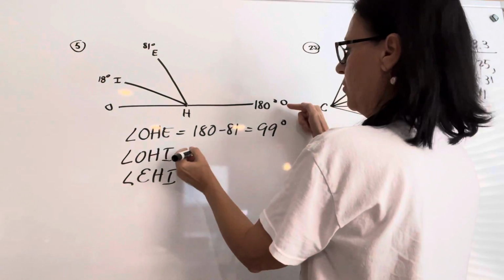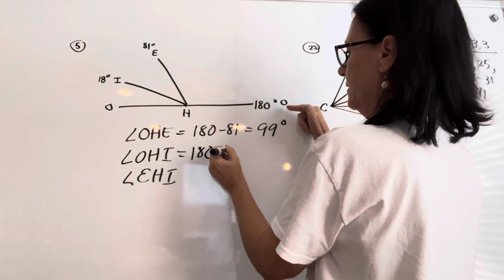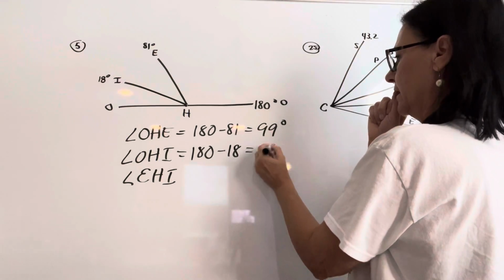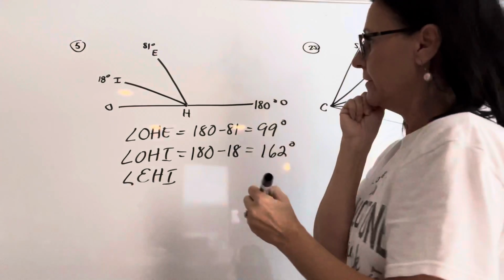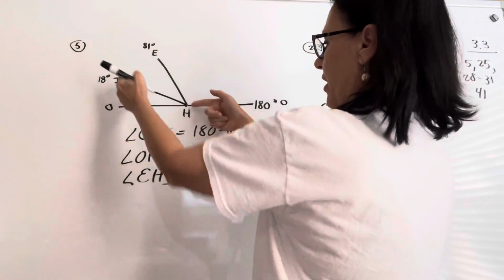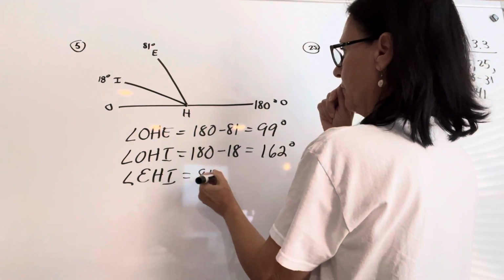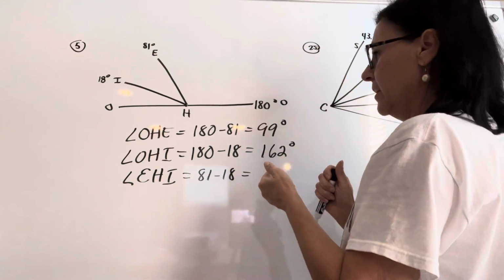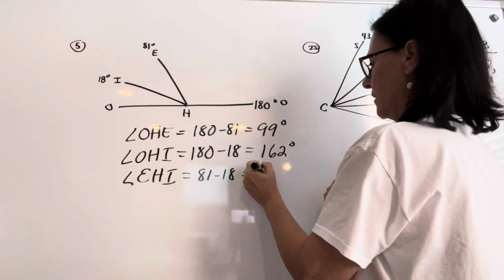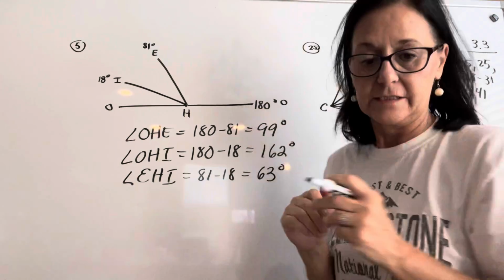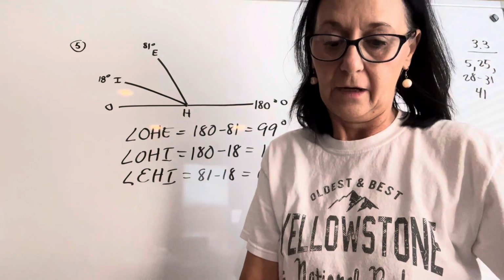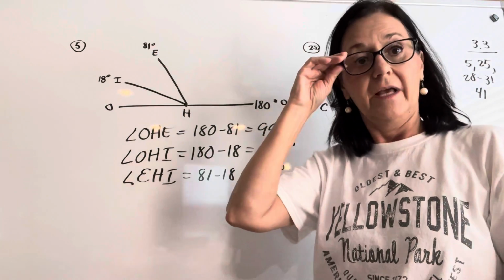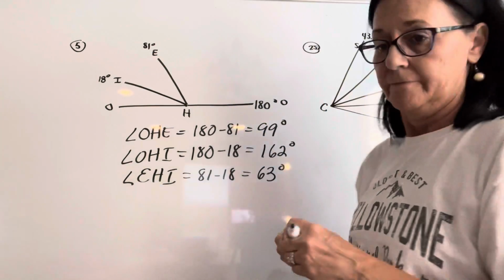OHI, we just subtract the coordinates. 180 minus 18, and what is that? 162, I believe. And then EHI, we just subtract the coordinates. 81 minus 18, so I'm going up to 20, that's 63 degrees. All right? You just subtract the coordinates. See, I sort of drew it as though it were on a protractor.